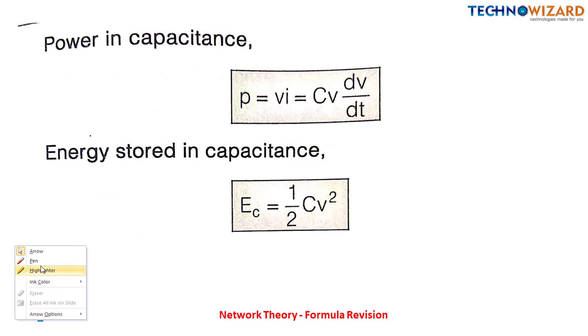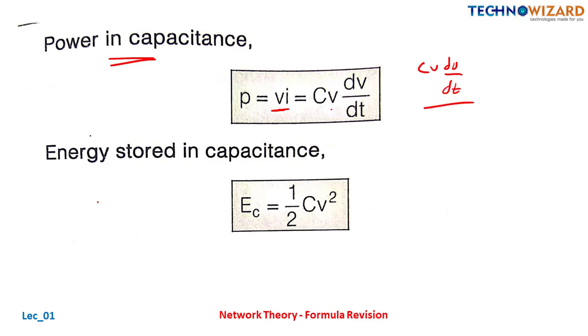Now what is the power in a capacitor? This is reactive power, I have already told you. Reactive power is given as VI, and I is equal to C dV by dt. Therefore CV dV by dt is the power relation. Energy stored is given as 1 by 2 CV square. Remember.